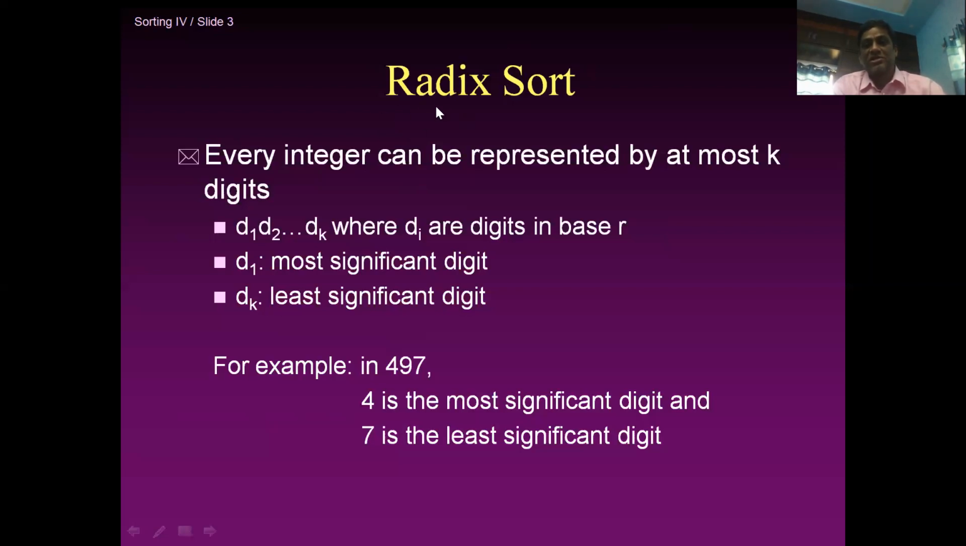In decimal number system, the base is 10. In hexadecimal number system, the base is 16. So based on the radix, the algorithm works. Okay, let us understand how it works.